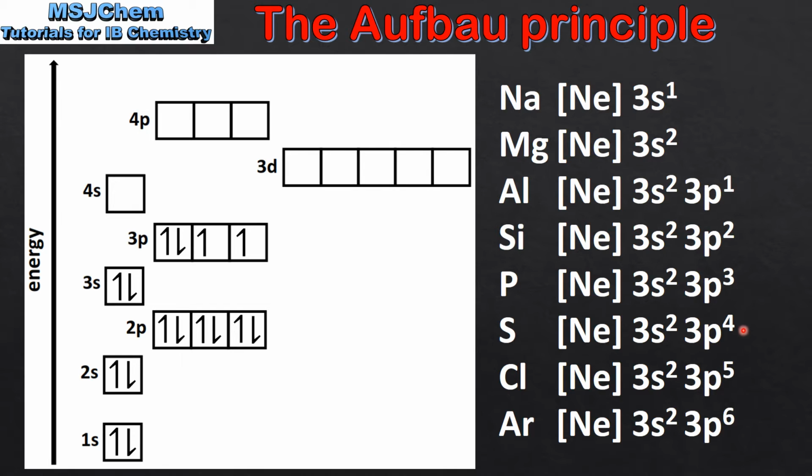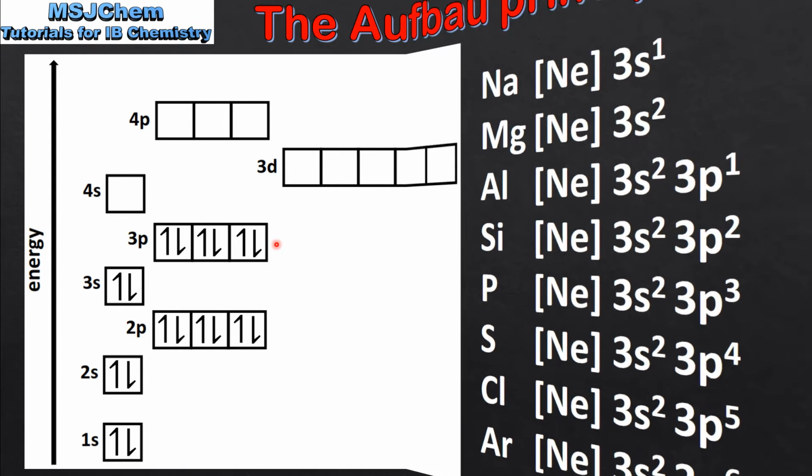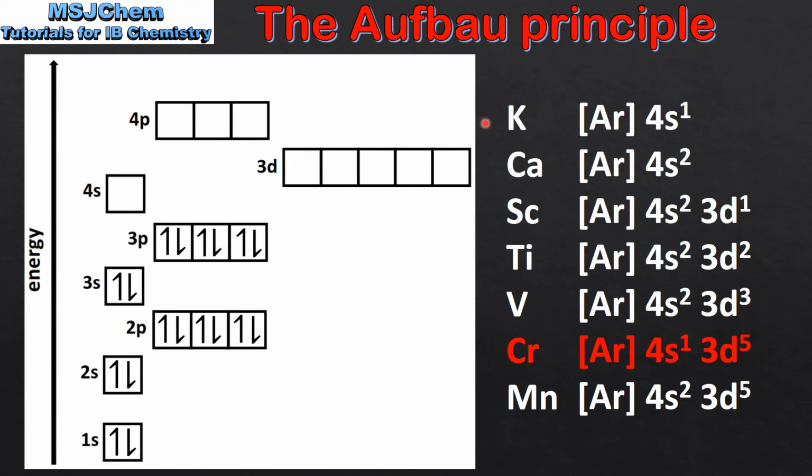Moving on to sulfur, which is 3p4. Then chlorine, which is 3p5. And finally argon, which is 3p6. So as you can see, we've now completed the 3p sublevel. Next we'll look at the electron configurations for potassium to manganese.